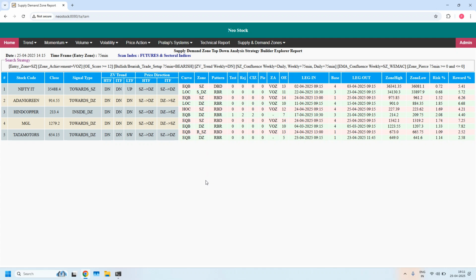So this is about the bearish trade setup for weekly income trade. So with this we completed the weekly income trade. Next we will look into daily income trade.